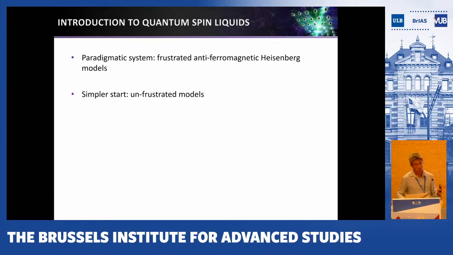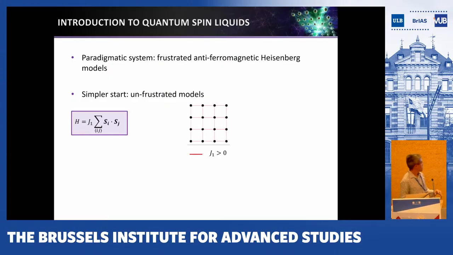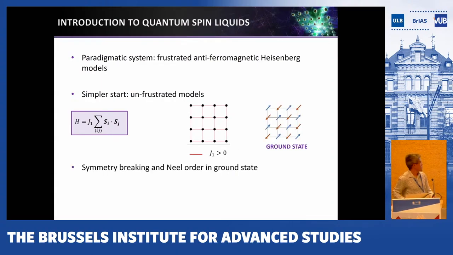So let's just start with unfrustrated models. A simple example could just be a Heisenberg anti-ferromagnetic model on a square lattice. So you have spins that are living on the vertices of this lattice, and they interact with nearest neighbors. And if you have just two spins, then what they want to do is anti-align. So just from classical intuition, it's easy to guess what a ground state might look like. It's just one where alternating spins are pointing up and down. So that's a classical picture.